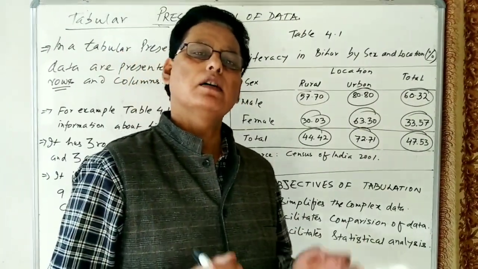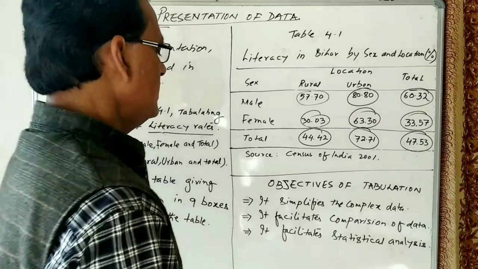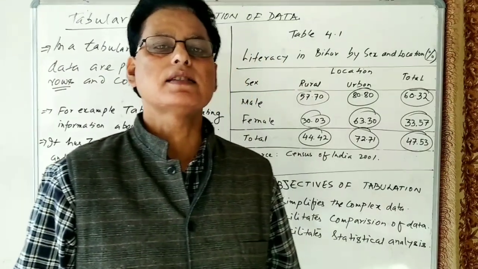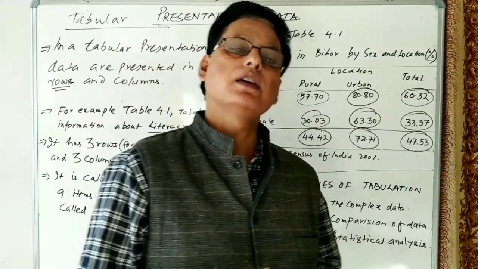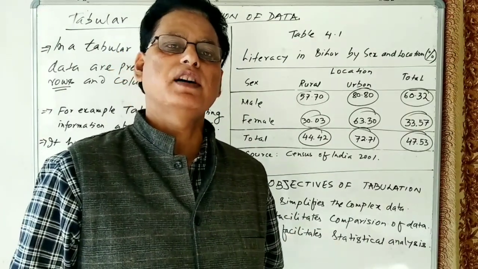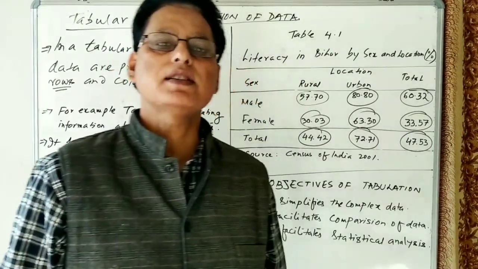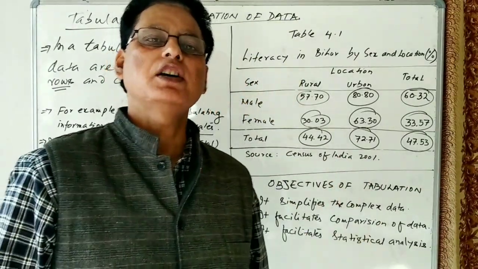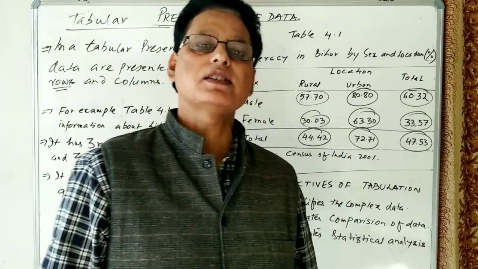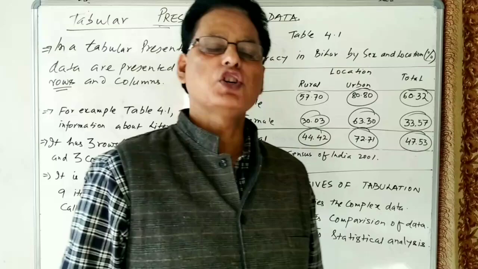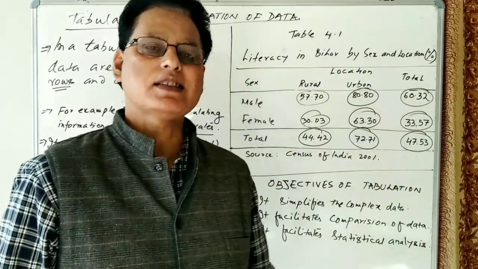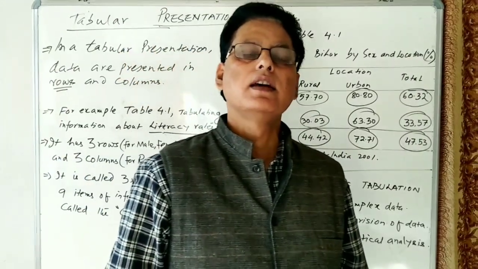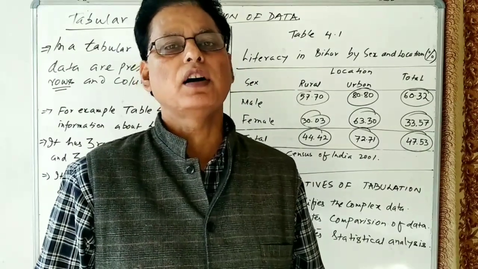Not only does it make the comparison easy, it also facilitates statistical analysis. We can analyze which regions have the highest percentage of literacy and which have the lowest literacy. Among the genders, which gender has the highest literacy, which has the lowest literacy, which gender has the highest illiteracy, and which has the lowest. So this type of statistical analysis can also be made with the help of the table.